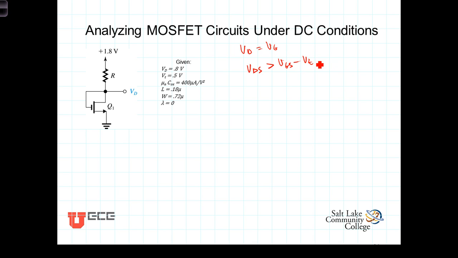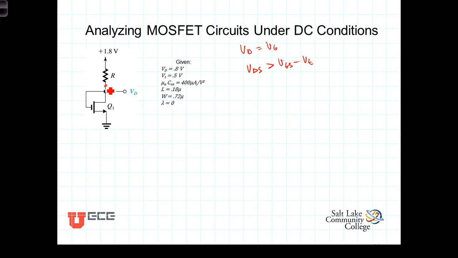So in this situation, the voltage of the drain is not only greater than the voltage of the gate minus the threshold, it's actually equal to it. VDS is equal to VGS, or the voltage at the drain is equal to the voltage at the gate. So it's in saturation.